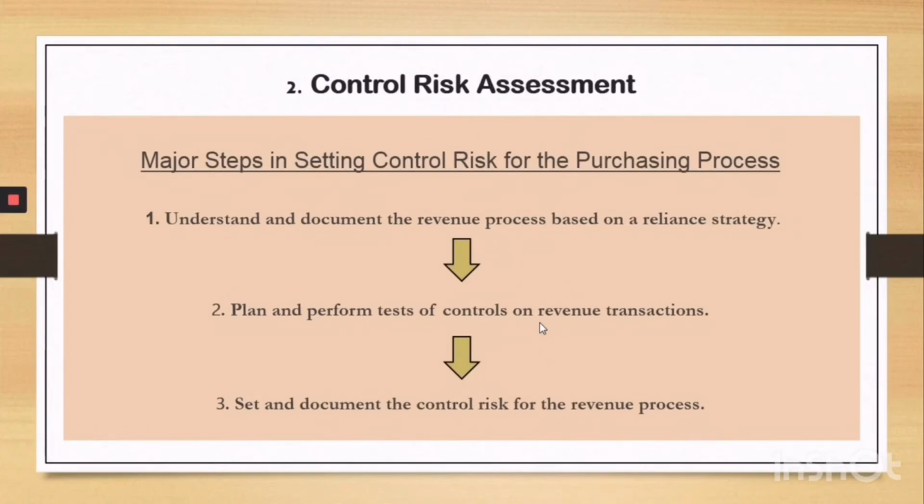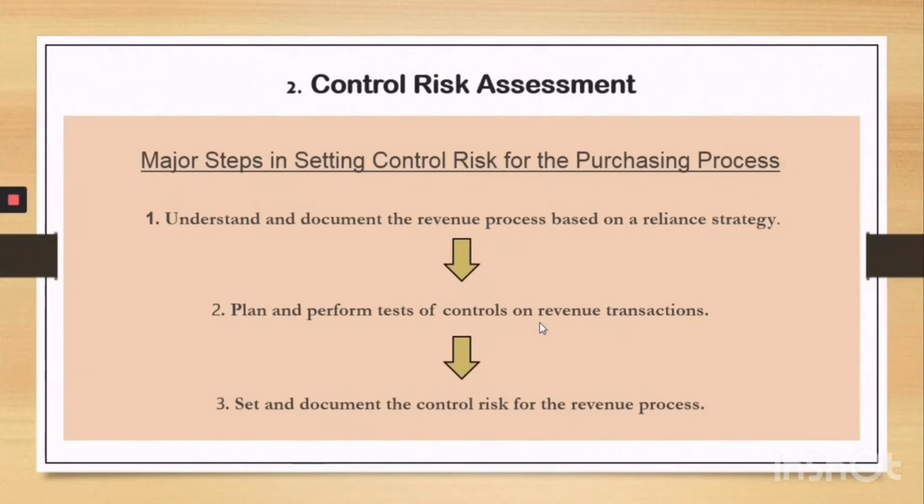The auditor would examine a sample of purchase transactions to determine if the acquisition of the goods is consistent with the entity's authorization policy. The last step in setting control risk for the purchasing process is to set and document control risk. Modifications are normally not necessary to the planned level of detection risk, and the auditor may proceed with the planned substantive procedures when tests of controls support the planned level of control risk.